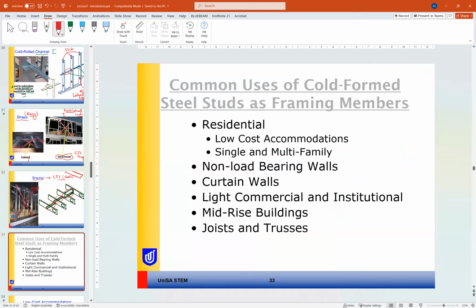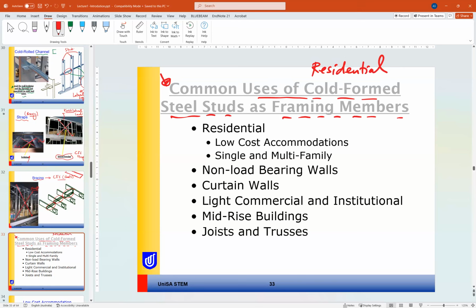Okay, so now we jump to the next slide, which is common uses of the cold formed steel stud as framing member. The cold formed steel studs usually are used in residential buildings, and some of the common uses are residential, because it is low cost accommodation and can be used in single and multi-story.